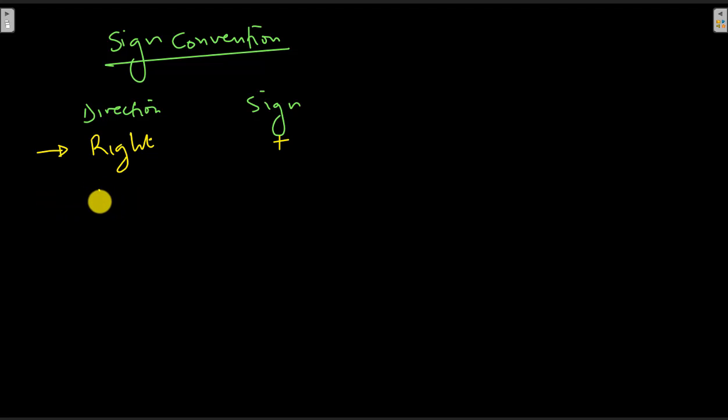All forces to the left, by left we mean this direction, are given a negative sign. All forces upwards, by up we mean this, are given a positive sign. And all forces downwards are given a negative sign. So this is the sign convention that we'll be using to add and subtract forces.